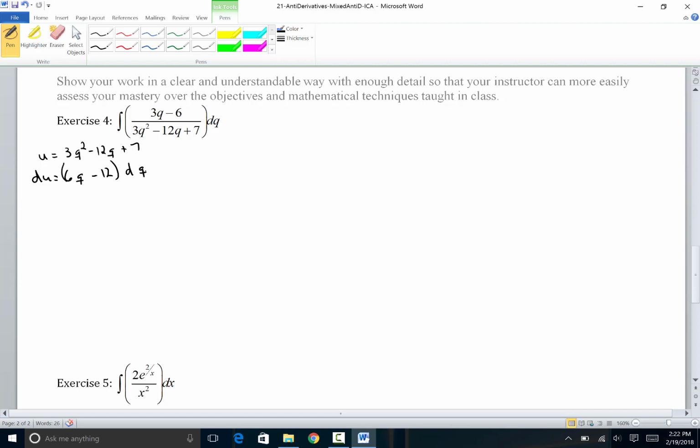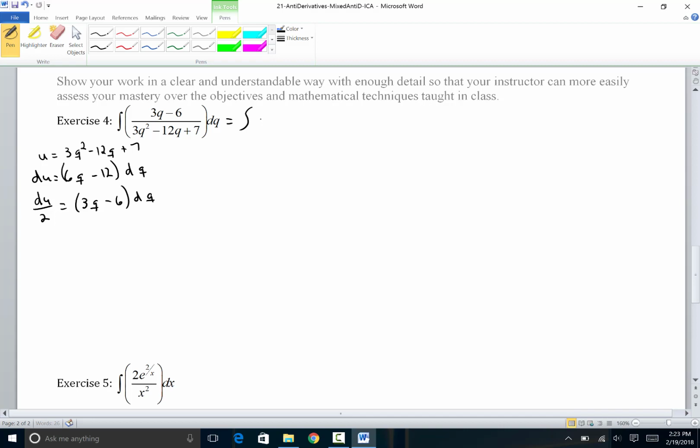And not exactly what we have, but you might notice that the 3q minus 6 is twice what we've got in our derivative. So let's go ahead and divide all this by 2. I had one similar to this in a worksheet, and I did it a little differently on that worksheet, so you might go back and look at it to see an alternative way.